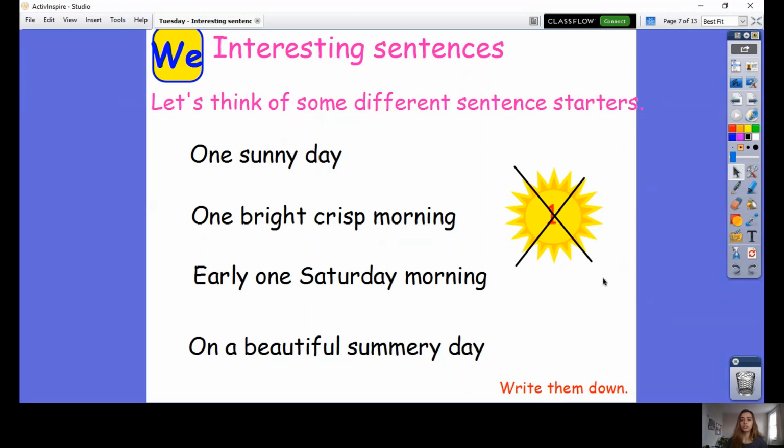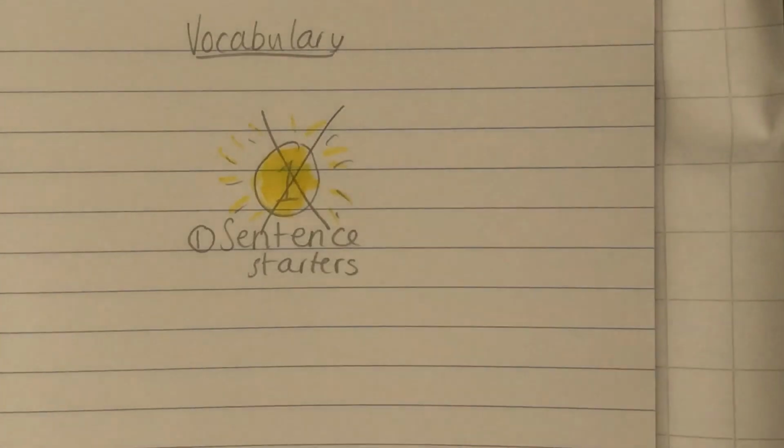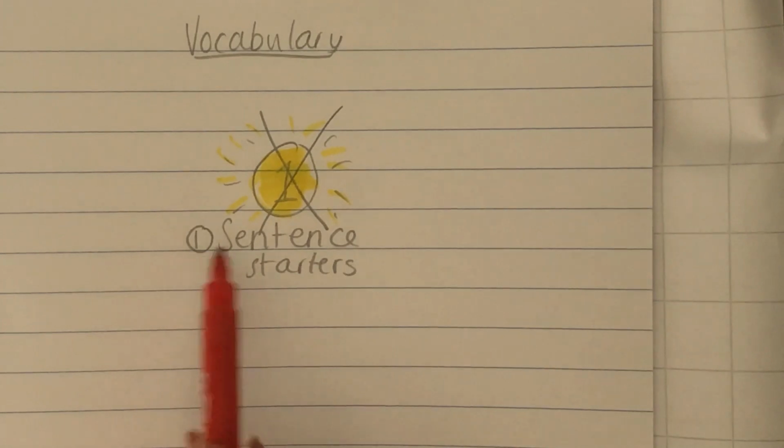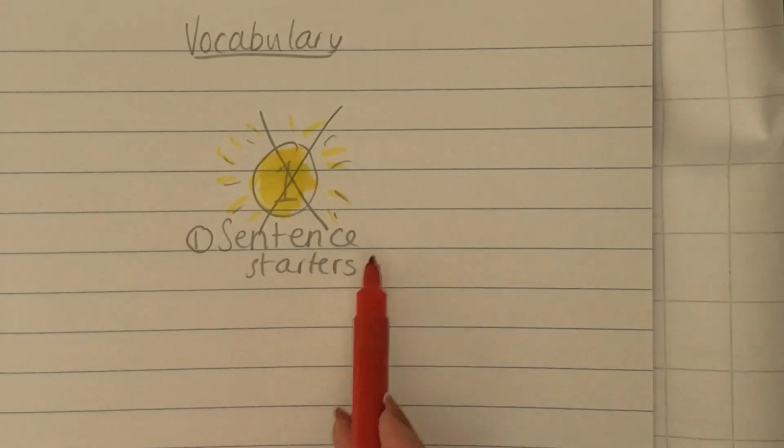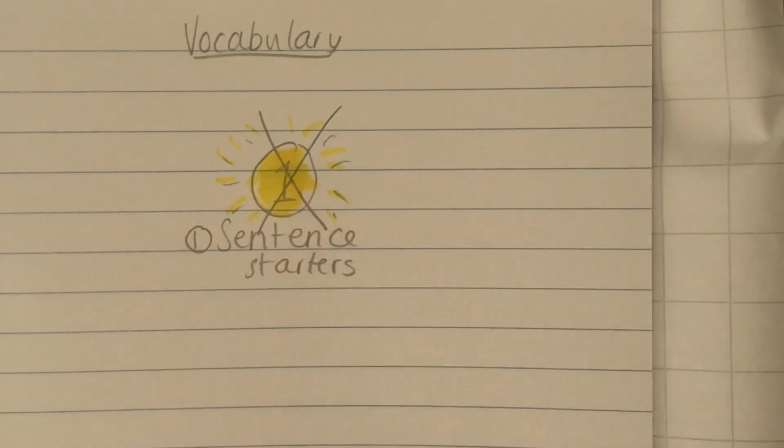Now, I would like you to come up with at least three sentence starters, making sure they are about the time of the day. So here is my vocabulary sheet. The first thing that we're going to do is our sentence starters. I wrote that down and I drew a picture of a sun and one with a cross, because we're not going to write "one day." So now I get to write three of my own.